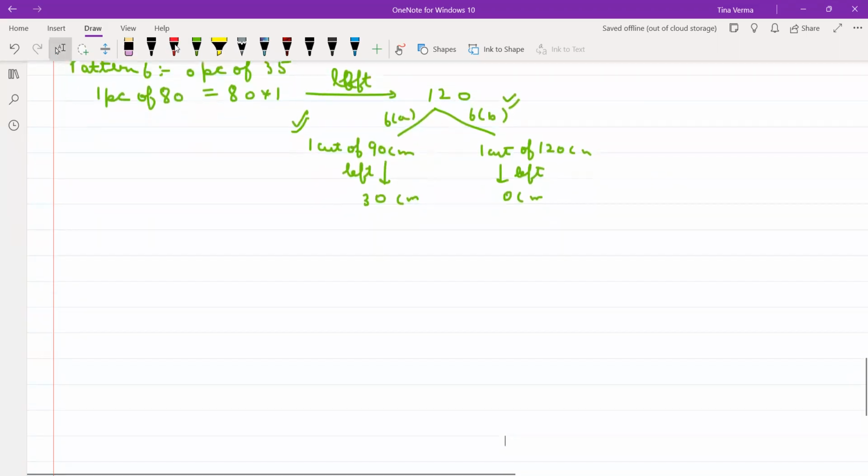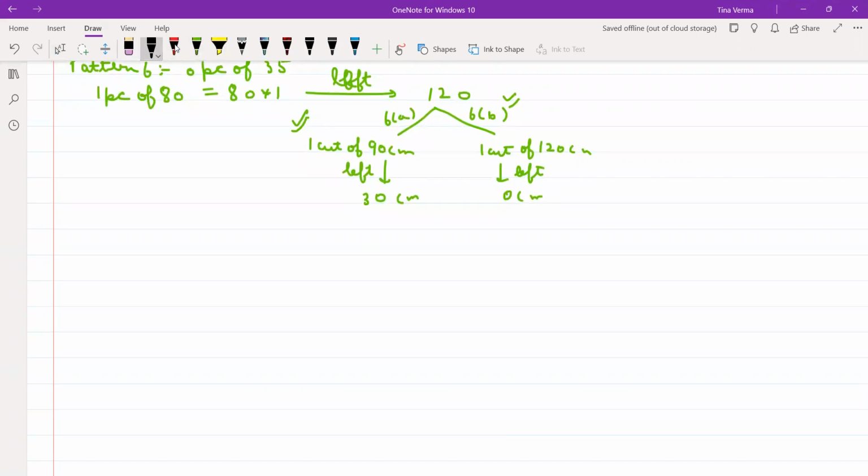Next, pattern 7, that 1 piece of 90, that means 90 into 1, that will leave you with 110.